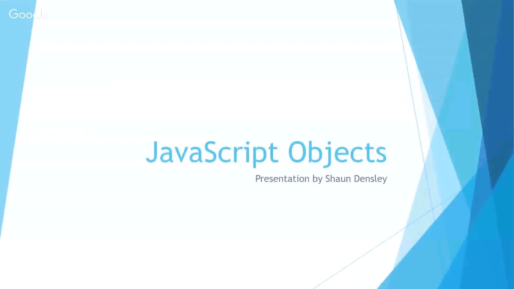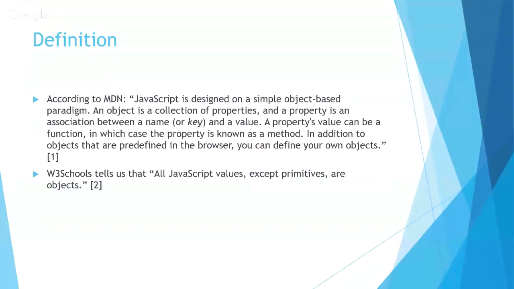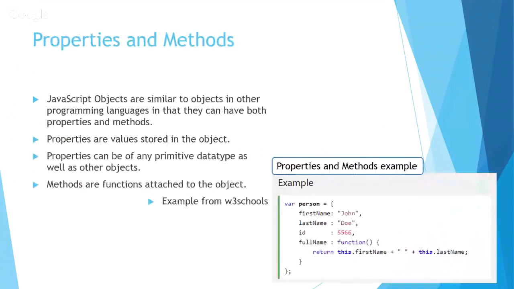So, the definition of JavaScript objects. According to MDN, Mozilla Developer Network, JavaScript is designed on a simple object-based paradigm. An object is a collection of properties, and a property has a name or key and a value. A property's value can be a function, in which case the property is known as a method. In addition to objects that are predefined in the browser, you can define your own objects. And W3Schools tells us that all JavaScript values except for primitives are objects.